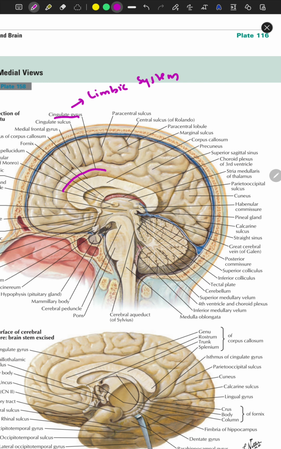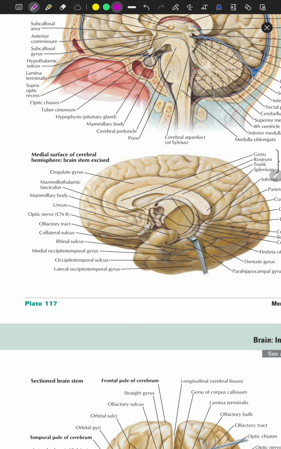And there is a paracentral lobule. This is a paracentral lobule. It is the highest center for micturition and defecation, and it is concerned with the lower limb and perineum.